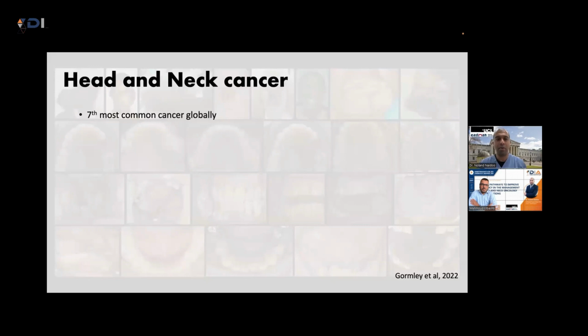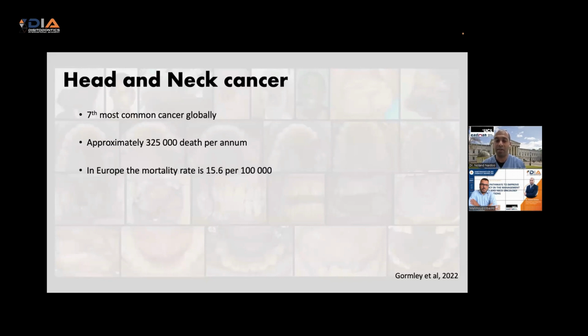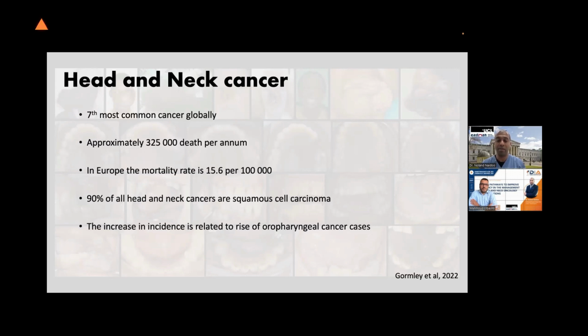So just some background, we know that head and neck cancer is the 7th most common cancer globally. There's about 325,000 deaths annually. In Europe, which is relevant to me now because I'm in Europe, there's about 15.6 deaths per 100,000, which is on the climb. 90% of all head and neck cancers are squamous cell carcinomas, and there's an increase in incidence related to the rise of oropharyngeal cancers. And now that we know a little bit more about HPV, we're getting to see a little bit more of those related cancers.